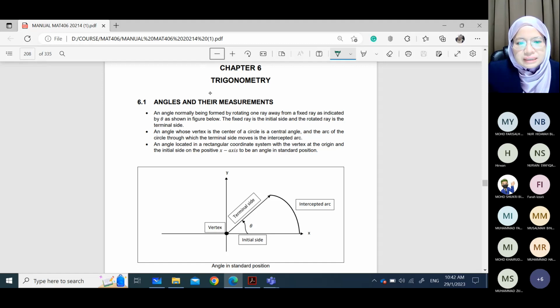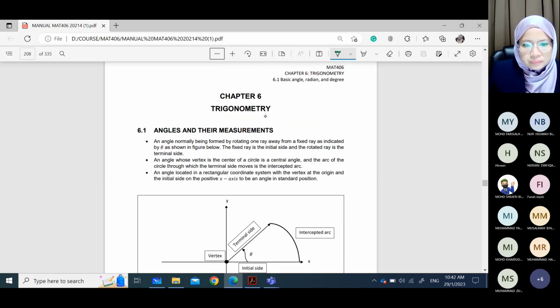Okay, so hari ni kita akan bincangkan topik berkenaan dengan chapter 6. Chapter 6 is about trigonometry. Okay, so kita tengok ni dulu.